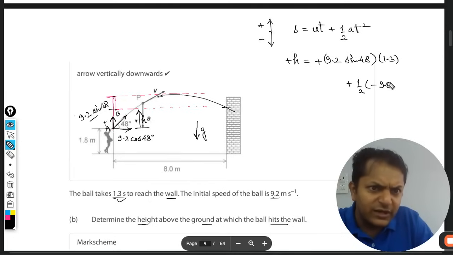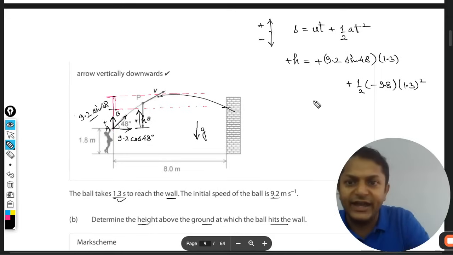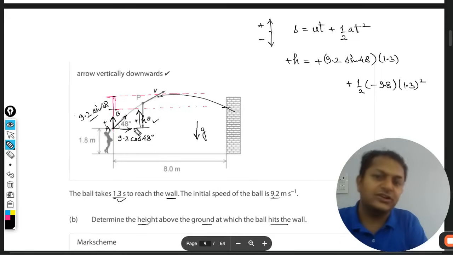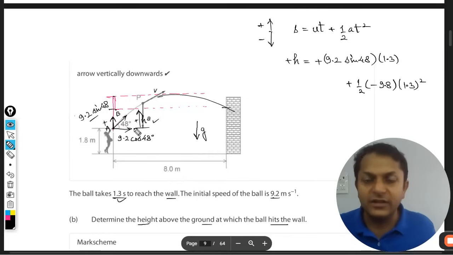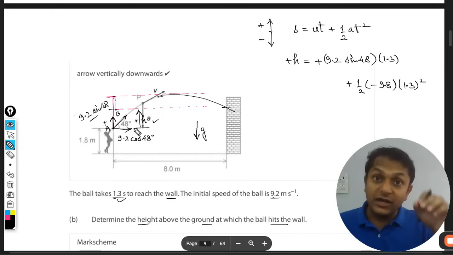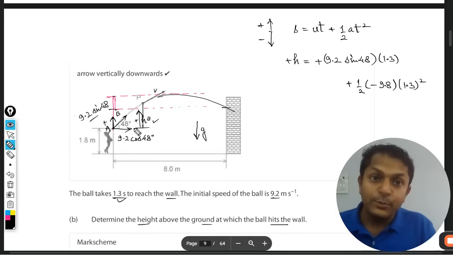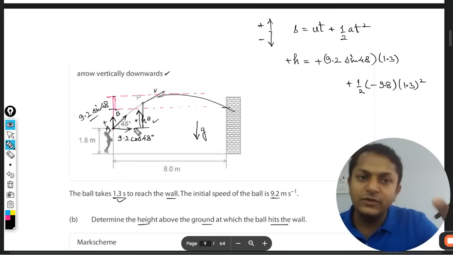Anyways, we are going to use the calculator. So it will be negative 9.8, half gt square. So the time will be 1.3 whole square. This is the height h. So this is the height h here. Clear? So the equation is there in front of us. We have just plugged in our values correctly, incorporating the sign convention properly. Now we just find the value and we get the answer.